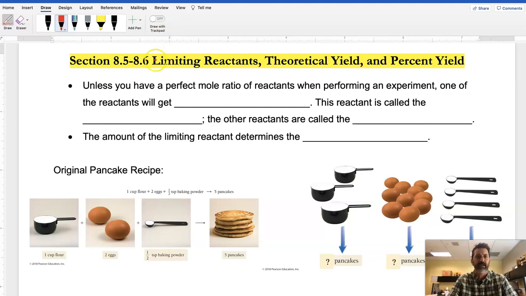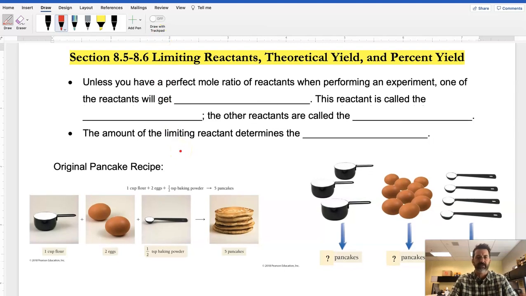So I'm going to go through and just walk you through this using our note sheet. Okay, so hopefully some of this is a review. Unless you have a perfect mole ratio of reactants when performing an experiment, one of these things is going to get used up first. So right off the bat, we talk about reagents used up first. We use the word reagent and reactant. Those are the exact same thing. So I know in the previous video it said limiting reagent. Now we're talking about limiting reactant. Those are the exact same thing.